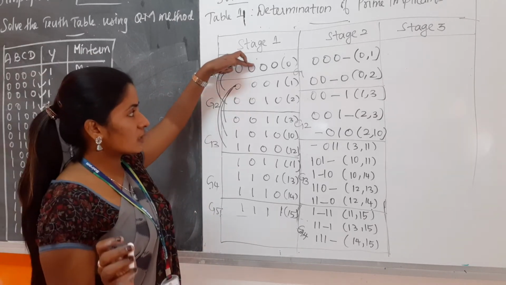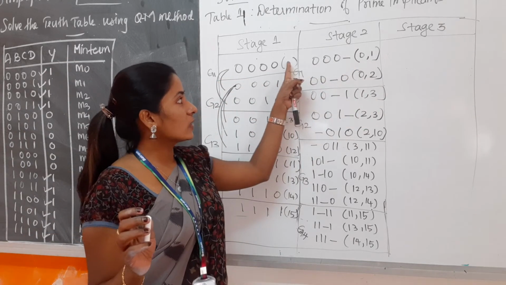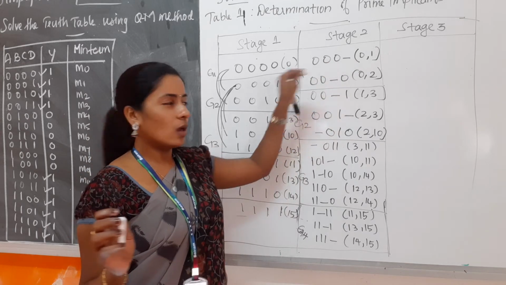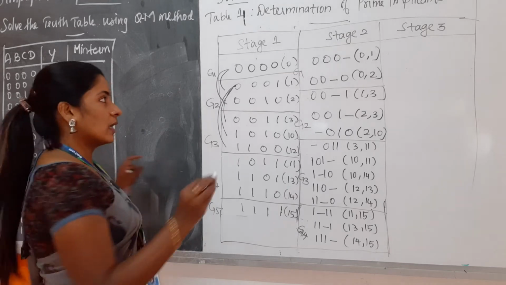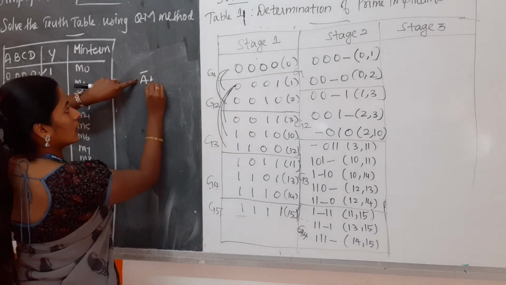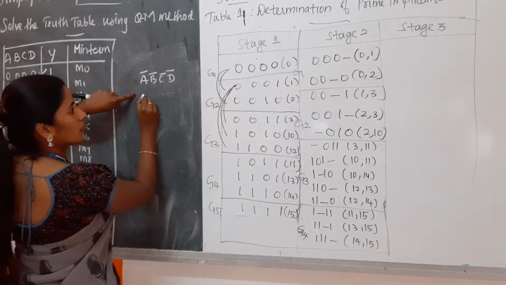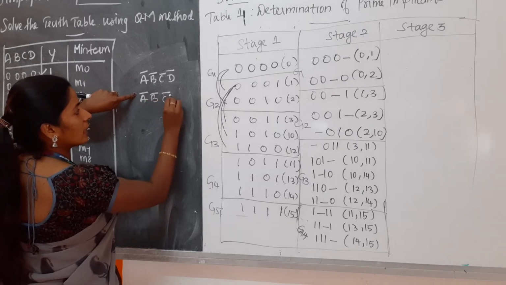See, I compared 0 and 1 to get the combination 0,1. If I compare 0 and 1, I am getting this 0 0 0 dash result. On what basis am I doing this? What is the logic behind this? We can check. 0 is nothing but A bar, B bar, C bar, D bar. 1 is A bar, B bar, C bar, D.